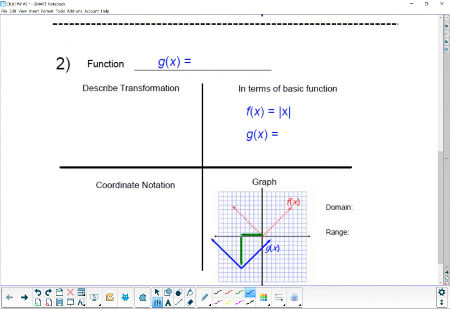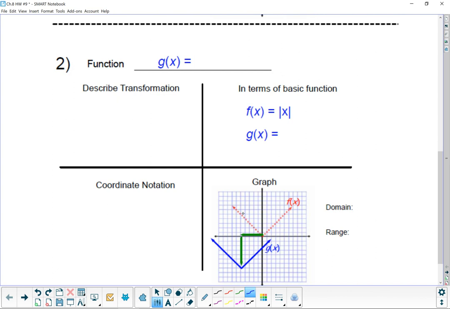Okay, this next one. Now, it looks like I don't have the function here, and I don't have it here. I don't have a description here. I don't have a coordinate notation here, but I do have a graph. So I'm going to go ahead and see what I can do with this graph.